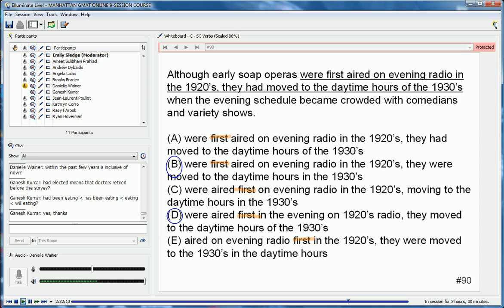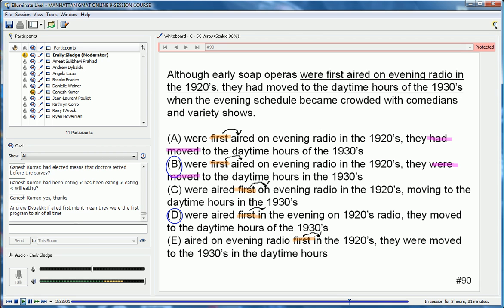And I thought it had to be where first aired. I'm not sure why, but I just felt like it had to be where first aired because it changes the meaning. I'm just not quite sure how to explain it. And then I split between A and B. They had moved versus they were moved, and I guess, oh, well, I was thinking of active or passive voice, but I chose B. I'm not sure why. I just don't have a good way of explaining it.